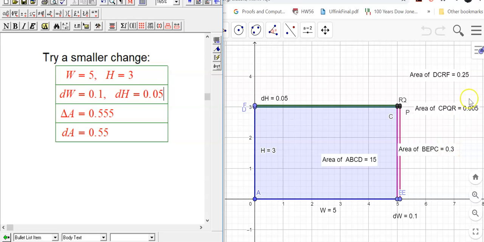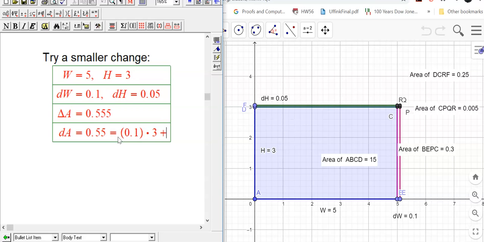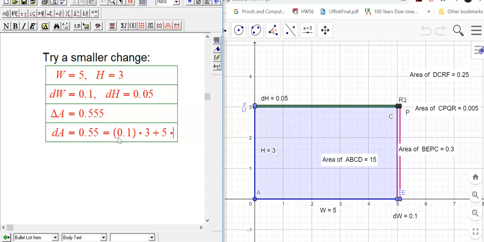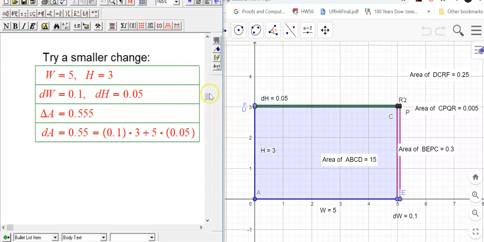The pink rectangle, BEPC, is 0.3. DCRF, the top one, is 0.25. It's showing up over here, but that's this green rectangle. And again, let me point out that the pink one is the change in W paired with the actual value of H, plus the actual value of W paired with the change in H. That's individually how the areas of those rectangles are calculated. A change in one variable is multiplied by the actual value of the other, and then you add them, because there are two pieces.